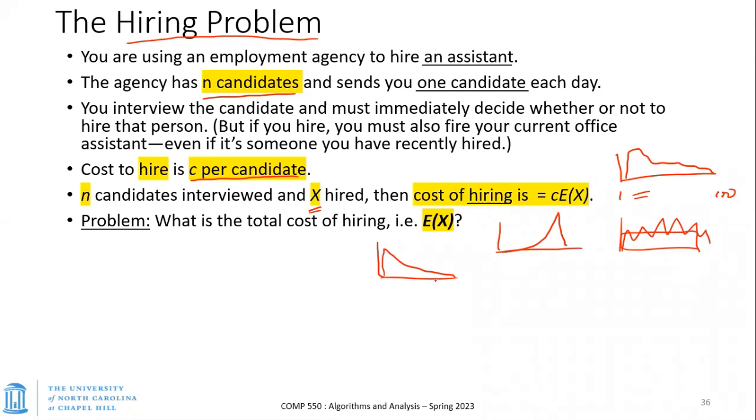So let's stop over here and we'll continue and take a look at this problem in the next lecture.